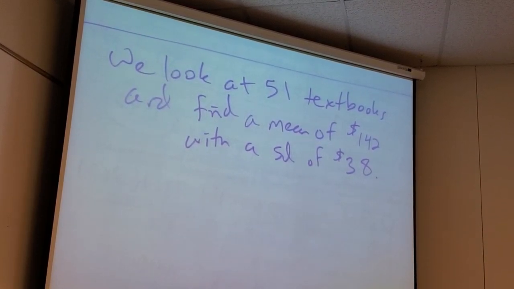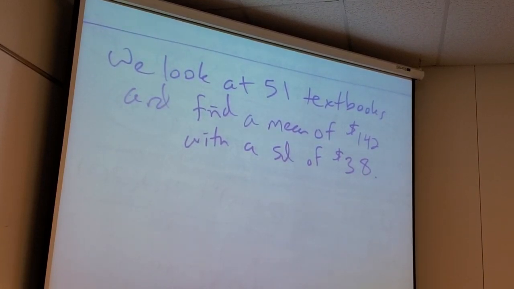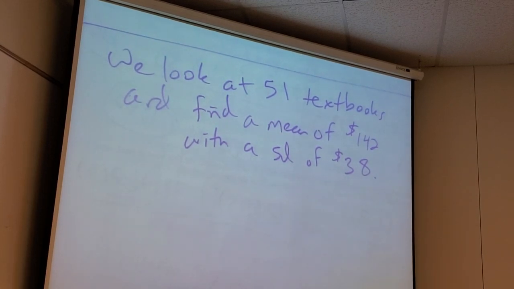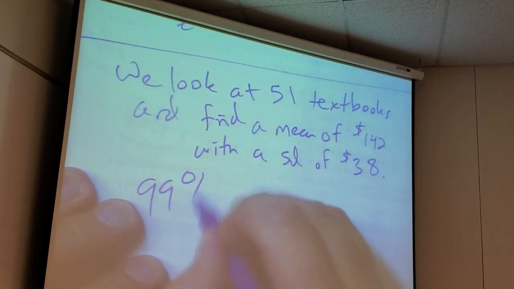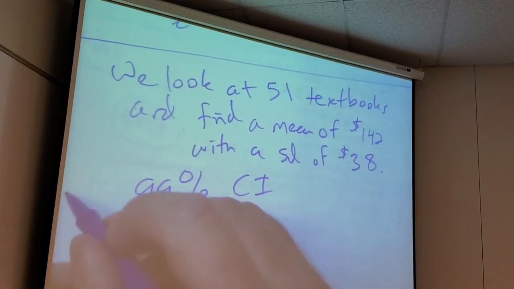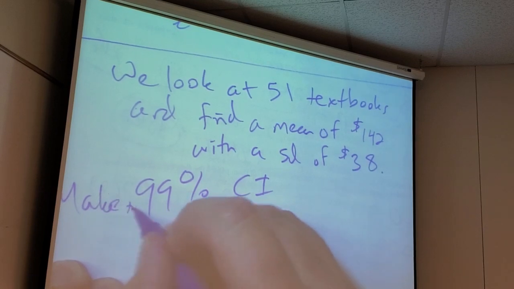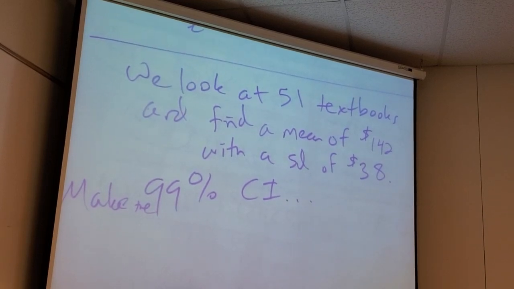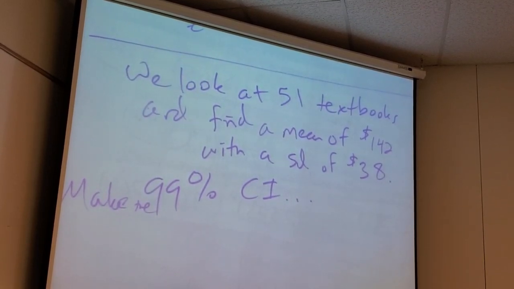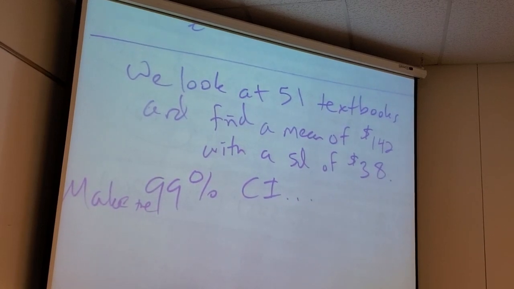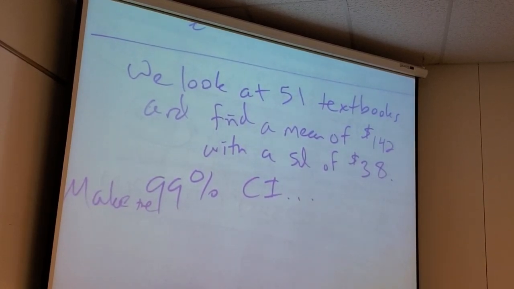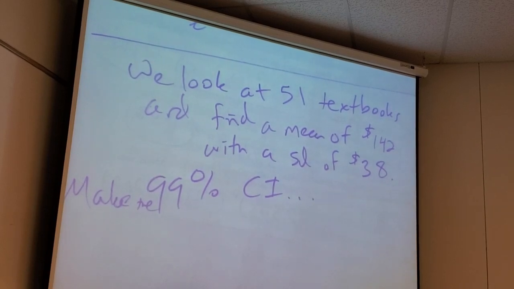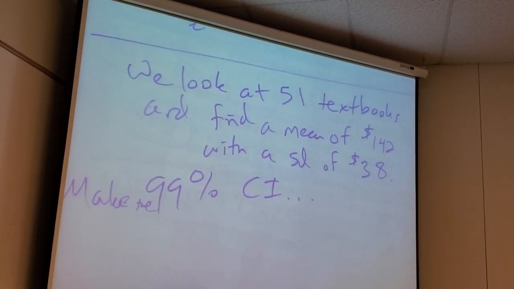So I want you to please construct, we don't know what the actual mean textbook price in the bookstore is, but we took a sample of 51 textbooks, and that's the mean and standard deviation we found. I want to construct a 99% confidence interval. Make the 99% confidence interval. You really just do exactly what we just did, and then you use the correct formula up here to plug stuff in. The one thing you really have to work to get is the z or the t-score.